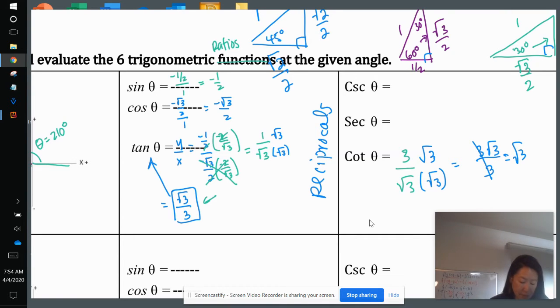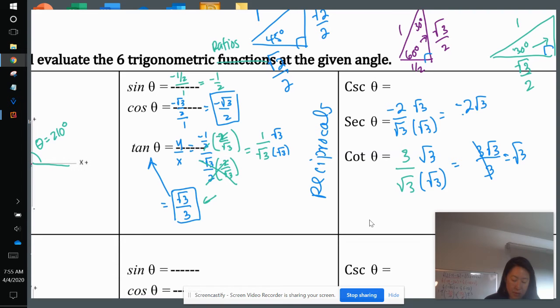Secant, let's see, I started with negative 2 over square root of 3 from cosine. And I'm going to rationalize the denominator. Equals negative 2 root 3 over 3. Okay. And then lastly, our sine ratio was negative 1/2. So now this is going to become negative 2 over 1. So negative 2.